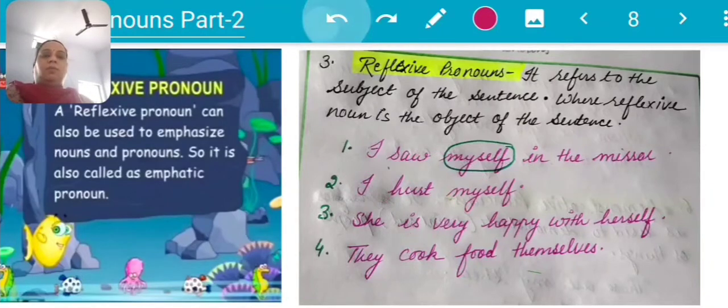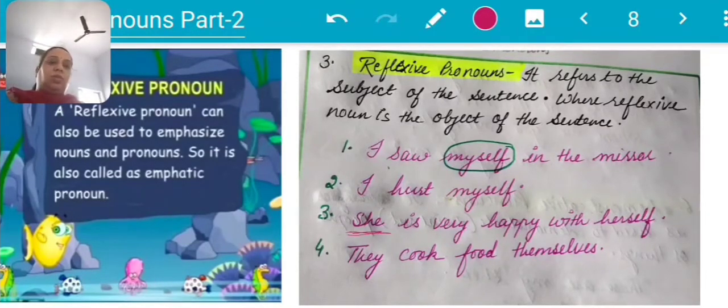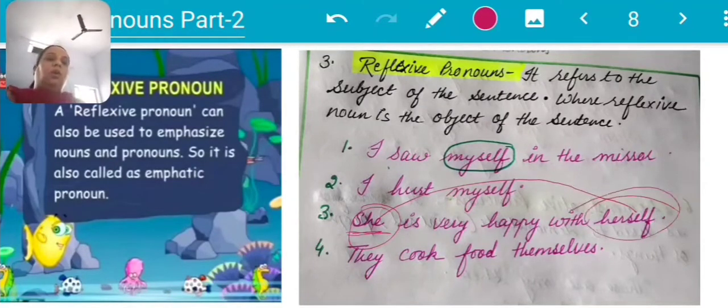Next example, let's see the third one. She is very happy with herself. Now she is what here? Subject. Is very happy with herself. Now this she is talking about what? About herself. So she and herself. So this word herself becomes reflexive pronoun.